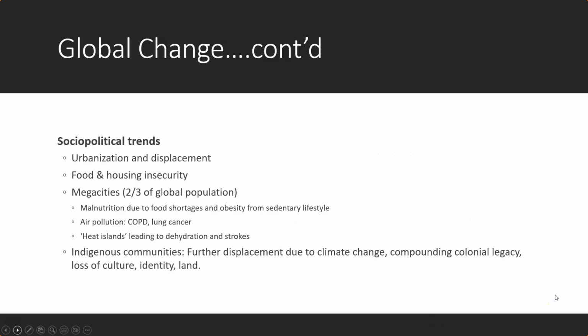And next one is social political trends. So food and housing insecurities, two thirds of the global population is malnourished due to food shortage and obesity from the lifestyle that individuals live, air pollution, COPD, lung cancer. And once again, we have to mention Indigenous communities and their further displacement due to climate change, colonial legacy, and loss of culture and identity and land.